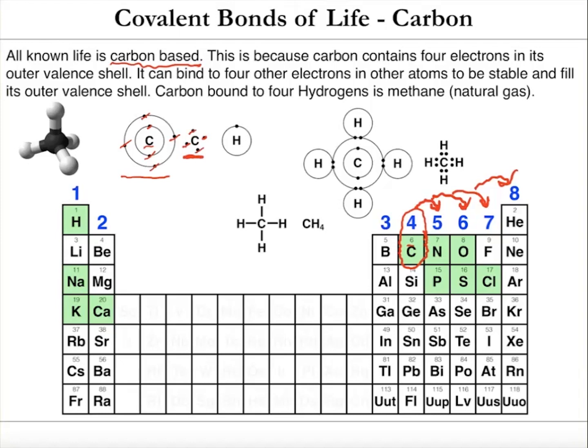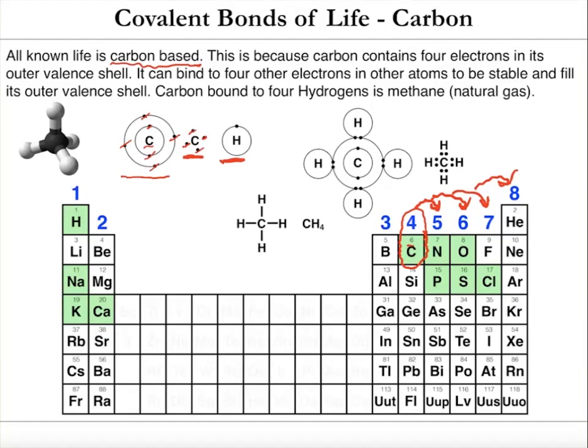So carbon, you're not going to find carbon atoms just by themselves because they don't fulfill the octet rule. They need 4 other electrons associated with that carbon atom in its outer valence shell in order to be stable. So there's a very easy solution in nature to fixing this problem and making carbon stable.